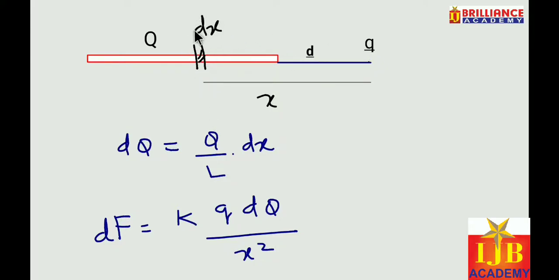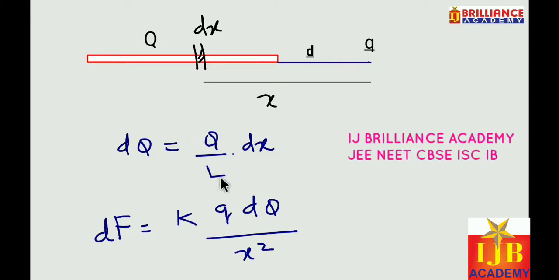The thickness of this portion is dx, and this small portion is at a distance x from the small charge q. The charge present in this small portion is dq. The total charge on this rod is capital Q, so the charge per unit length, the linear charge density, is Q by L. So Q by L into dx gives the charge present in this very small portion, which is dq.